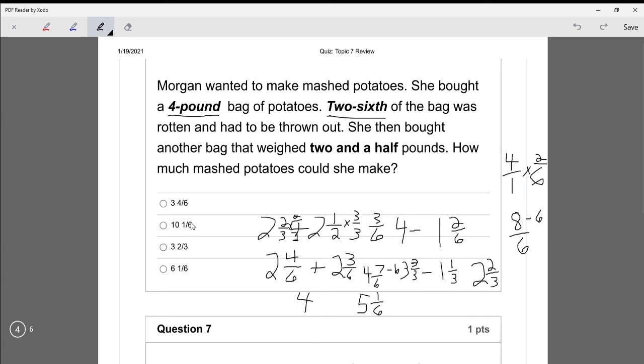Now I'm imagining that this is misworded, thus these answers are not correct. But the way this is worded, it doesn't say 2/6 of a pound of potatoes was rotten and had to be thrown out. It says 2/6 of the bag was rotten and had to be thrown out, which means that the math I did was right. It's just that for what they were trying to ask, I believe, the answers are wrong.